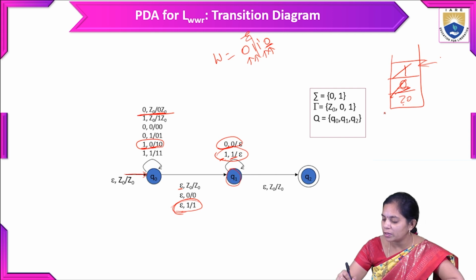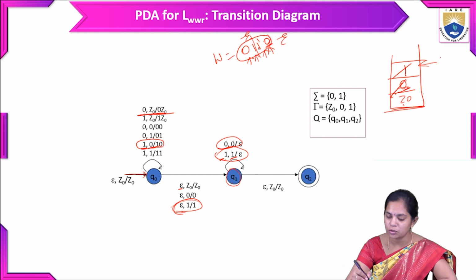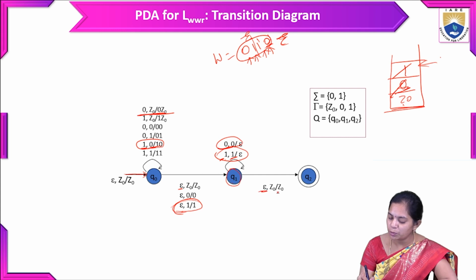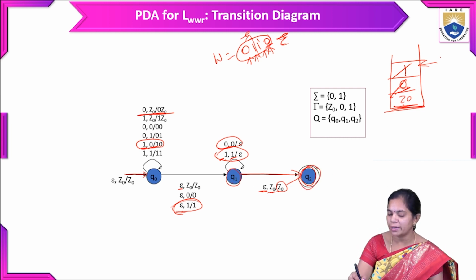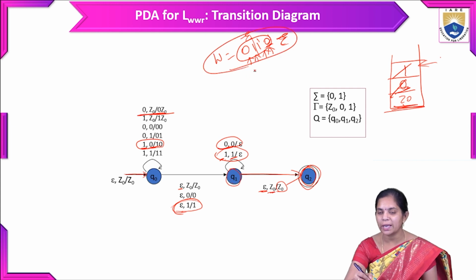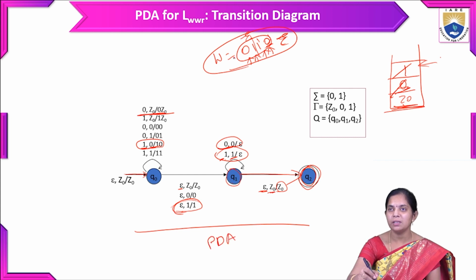And what is the thing left? Z0. So in the Q1 state, the string is empty, so everything is consumed, and epsilon is there. In that case, with epsilon as the input and Z0 as the top of the stack symbol, we push an empty string, so that is nothing but Z0 only. And this reaches the final state Q2. This is how it reaches the final state. So this kind of string is accepted by this pushdown automata.